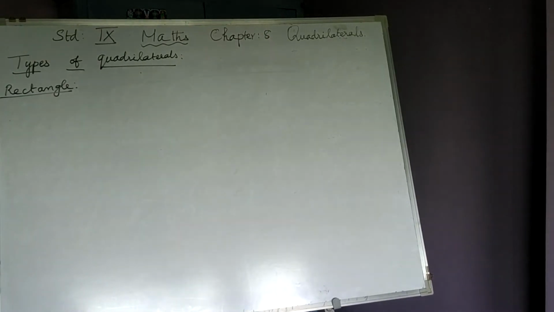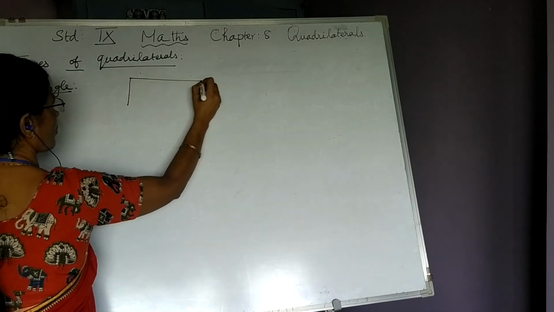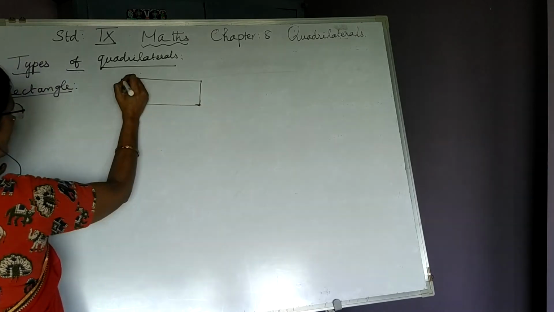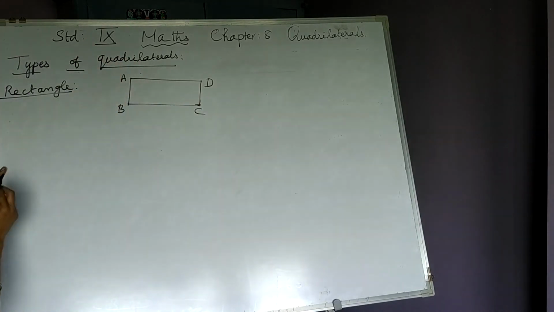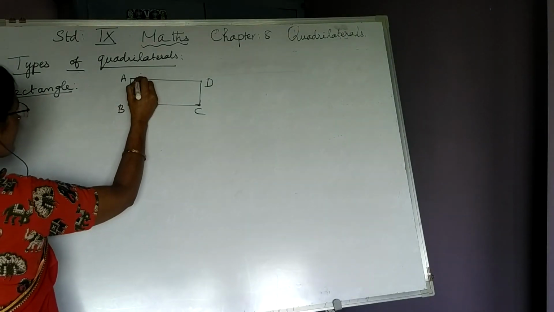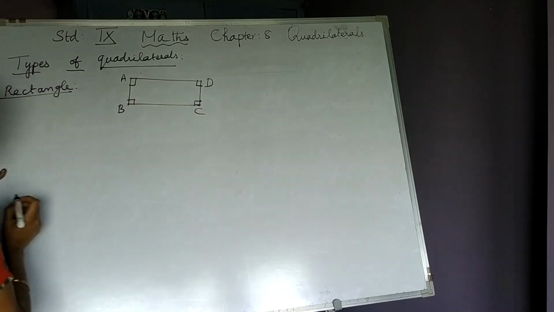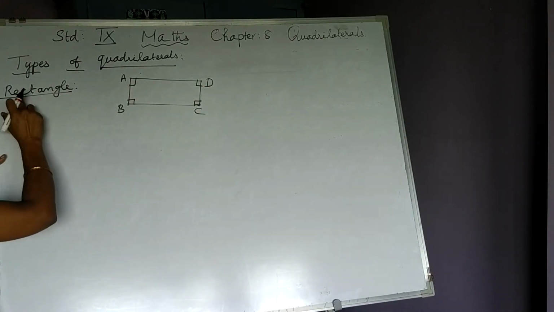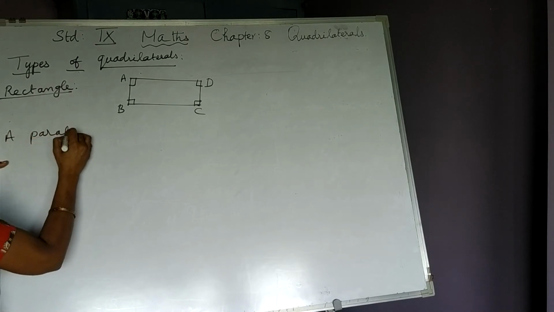The next type of quadrilateral we are going to see is a rectangle. In lower classes we had studied what is a rectangle, right? So a rectangle is a parallelogram. In any parallelogram, if you find each angle is a right angle, then that parallelogram is called a rectangle.